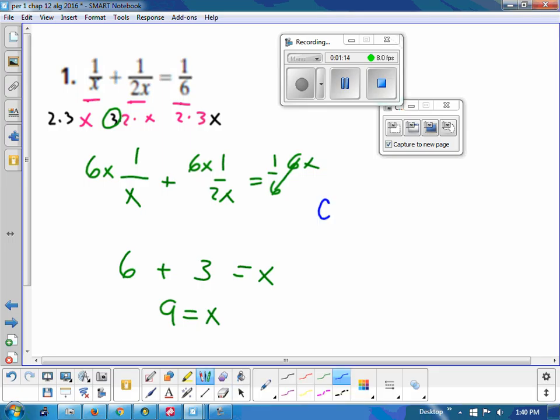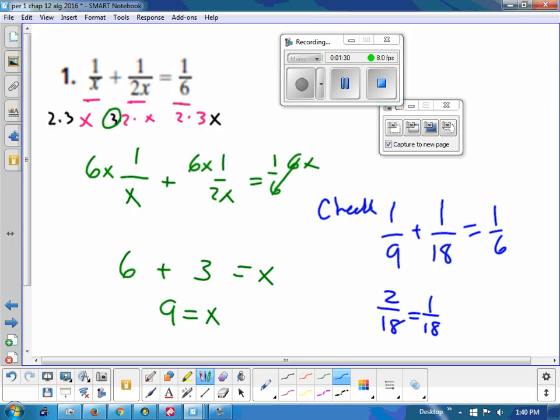Then you do a check. 1 over 9, which is x, plus 1 over 2 times 9, which is 18. And is that equal to 6? Since 1/9 is equal to 2/18, and 2/18 and 1/18 is 3/18 equals 6. Check.